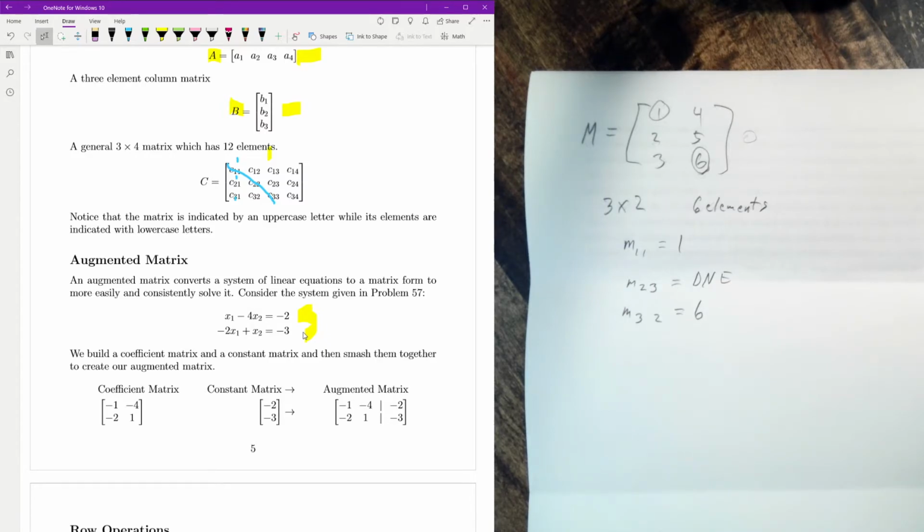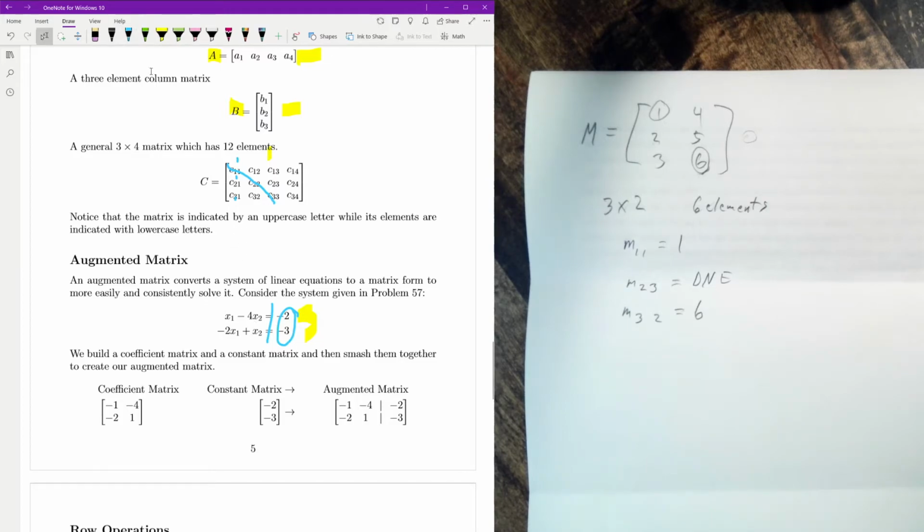Why are we using matrices? Well, we're able to take this linear equation and convert it into a matrix form. In fact, we're able to convert it into a matrix form that's actually very functional and useful for us. We have two parts to this matrix, and that is the coefficient matrix and the constant matrix. So this is the constant matrix.